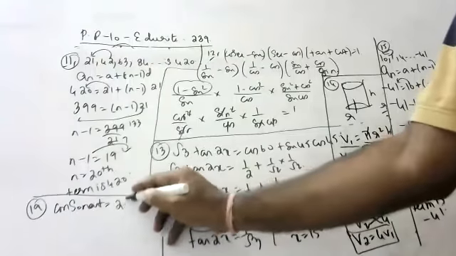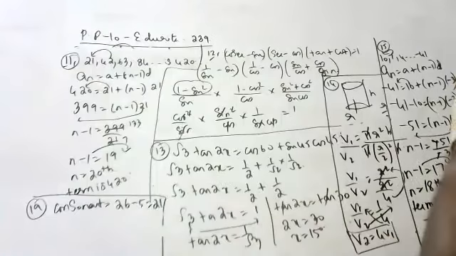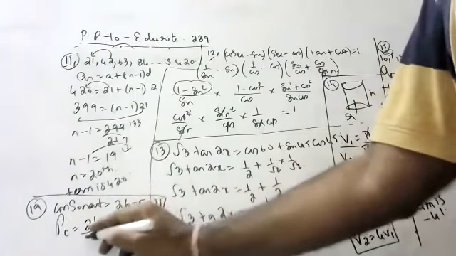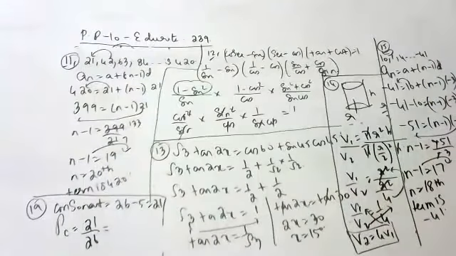21 consonants, sir. 26 minus 5, 21 consonants are there because vowels are 5. So the probability of a consonant is 21 by 26. Okay, so that's also done.